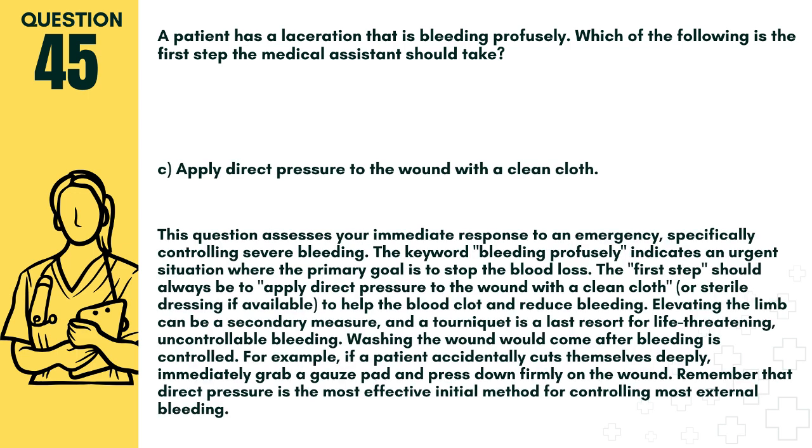Answer: C. Apply direct pressure to the wound with a clean cloth. This question assesses your immediate response to an emergency, specifically controlling severe bleeding. The keyword bleeding profusely indicates an urgent situation where the primary goal is to stop the blood loss. The first step should always be to apply direct pressure to the wound with a clean cloth, or sterile dressing if available, to help the blood clot and reduce bleeding. Elevating the limb can be a secondary measure, and a tourniquet is a last resort for life-threatening, uncontrollable bleeding. Washing the wound would come after bleeding is controlled.